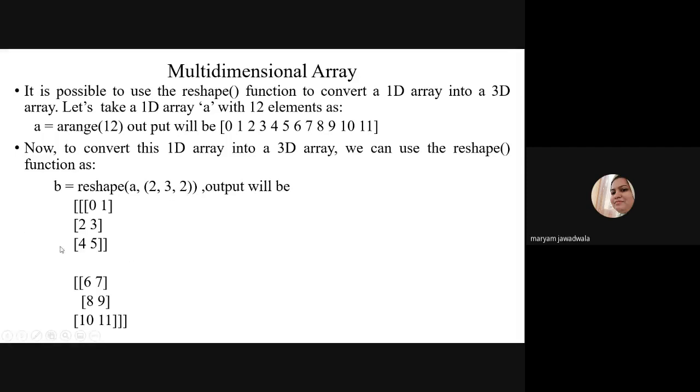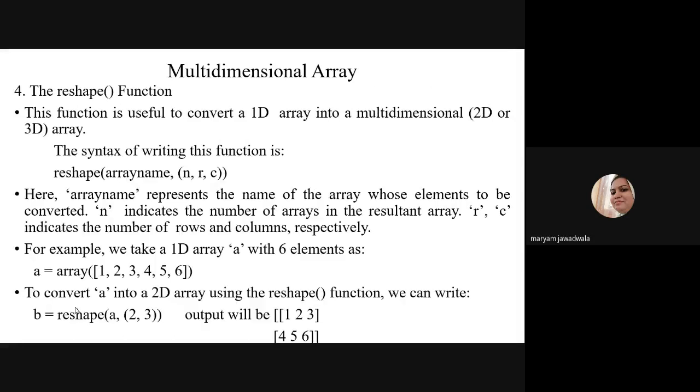So what will be the output? Here these 12 elements are distributed. 0, 1, 2, 3, 4, 5 belong to one 2D array, and next 6, 7, 8, 9, 10, 11 belong to another 2D array. And again in the first 2D array, the elements are divided into 3 rows and 2 columns. And again the same thing is there with the second 2D array. So this is about how we can use the reshape function to create a multi-dimensional array. You need to convert a 1D array into a 2D array or a 1D array into a 3D array using the reshape function.